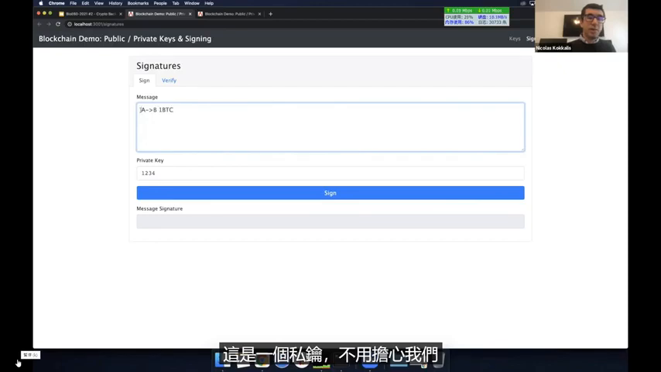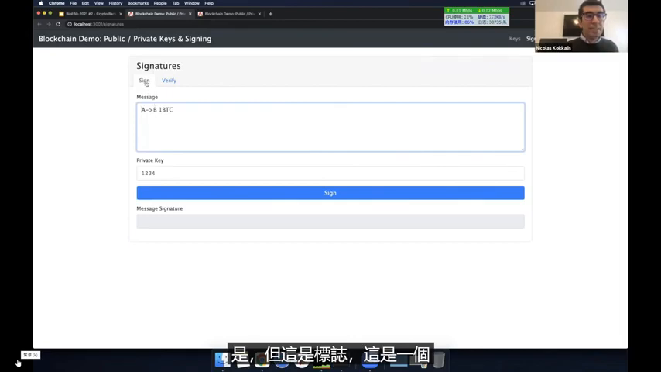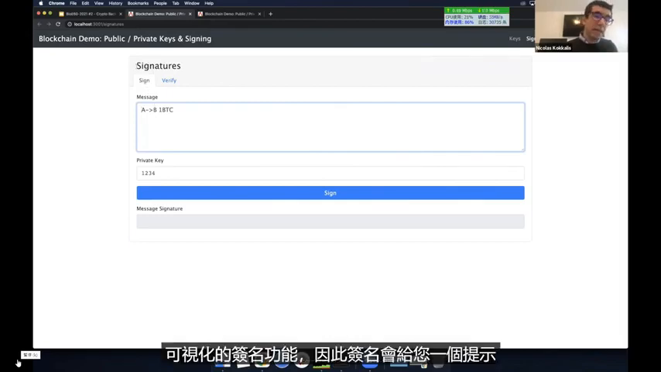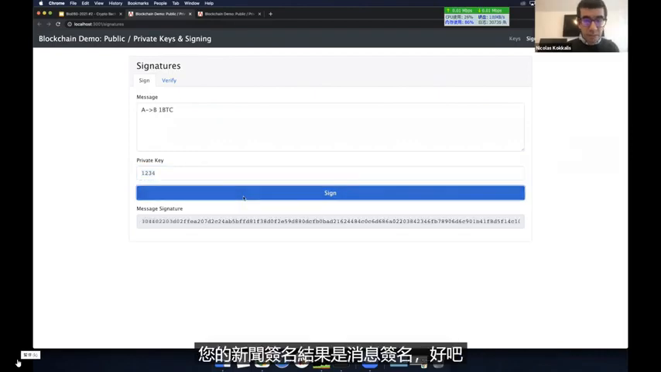Don't worry about the fact that we're still referring to Alice as Alice. I'm just building this up for you. You will see soon it's not going to be A sending to B. But this is the sign. This is a visualization of the signing function. So for sign, you give it a message as an argument, you give it a private key, and the result when you press sign is a message signature.